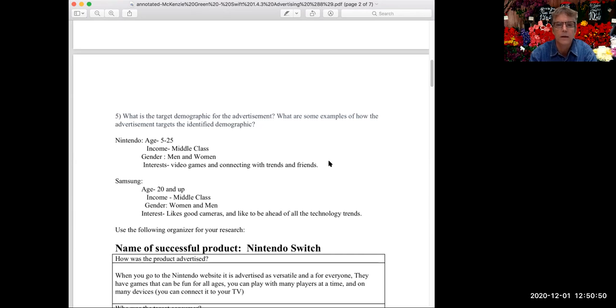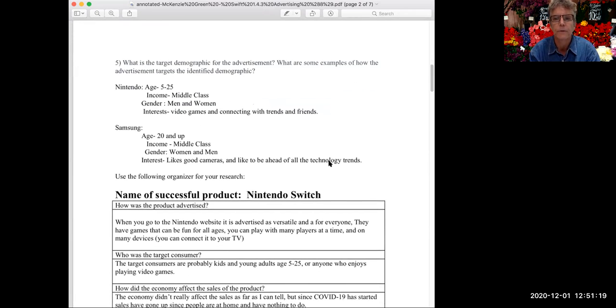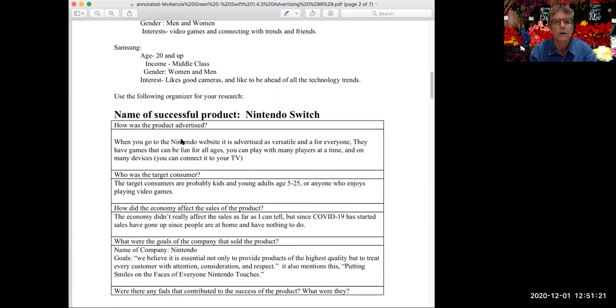So the Samsung is 20 and up, income, middle class. That again, actually, I think the Samsung Fold was very expensive, possibly $2,000. I know it was at least $1,000. Gender, men and women, interests, like good cameras, like to be ahead of all technology trends. The Fold was an innovation, right? It was the idea that you're getting twice the space of a regular phone by having a phone that folds out its screen. Now we get into this part, which is how is the product advertised?